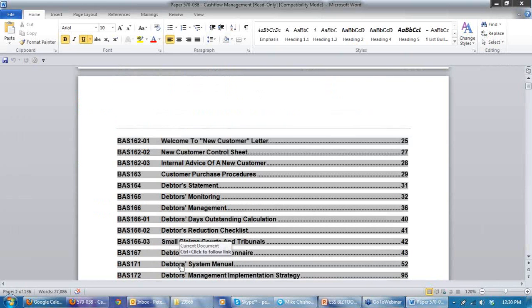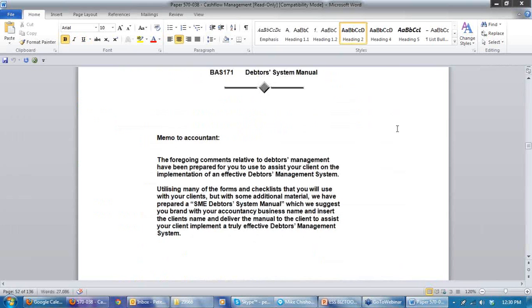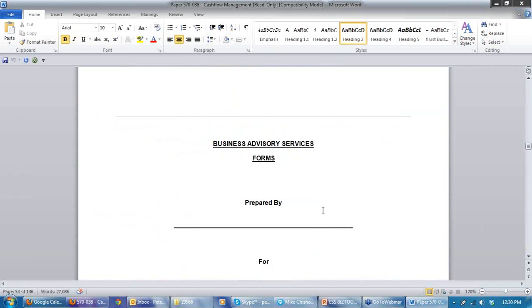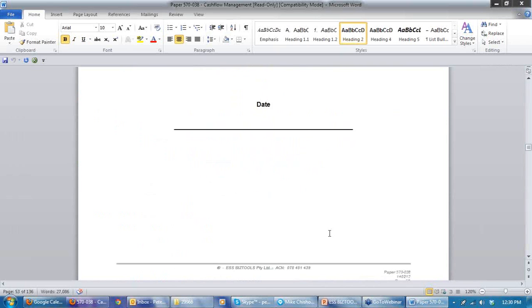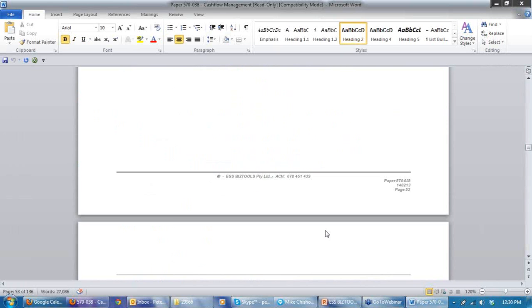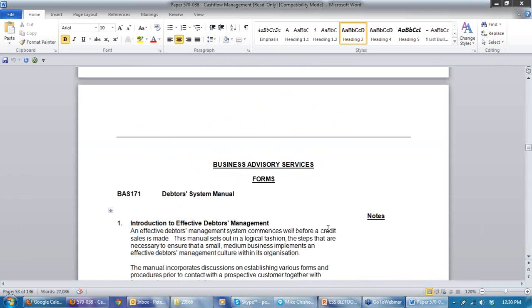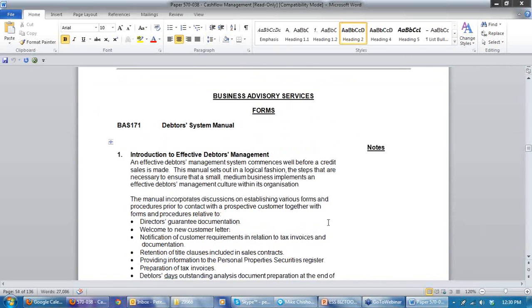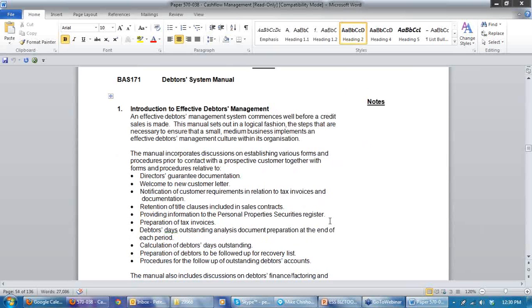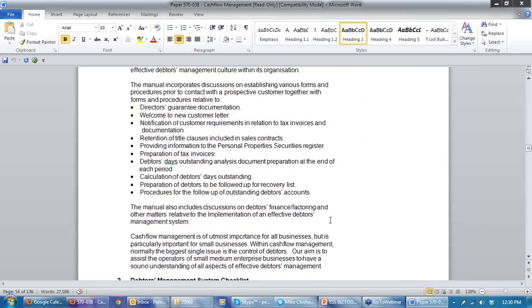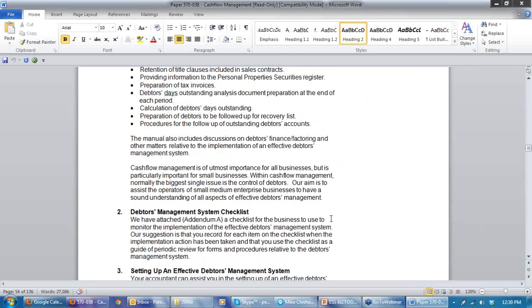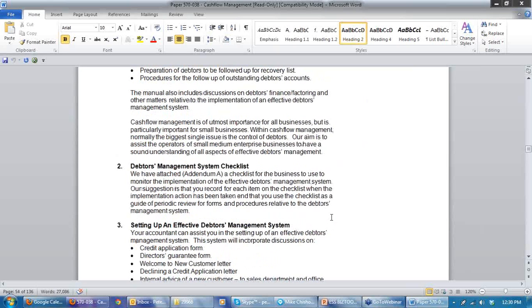So that's an overview of some parts of the system, and I now just want to show you the manual. We produced a debtors system manual which would be prepared by your firm for your client. You can edit this material to tailor it to suit the client's particular requirements. This is a manual that obviously would remain with the client and would enable them to hand it to whoever's in charge of debtors so that they have some idea of what the system is for this particular business.